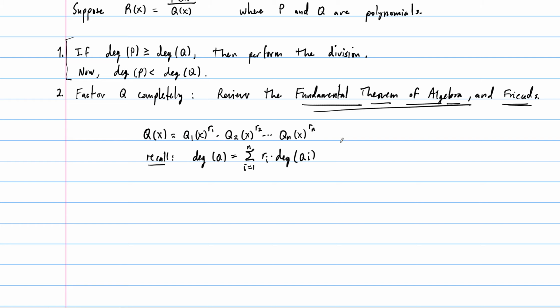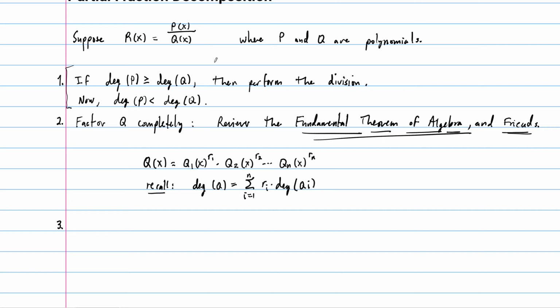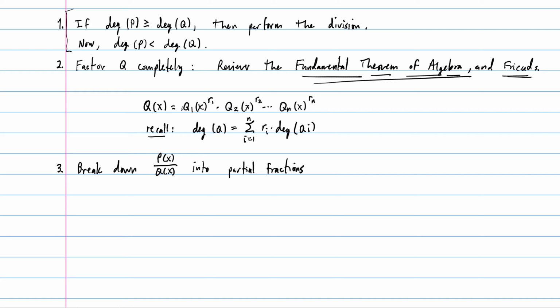But the point here is that we can factor this polynomial q, and then step three is to break down our initial fraction, our rational function, into partial fractions. So we now need to break down this fraction, p of x over q of x, into partial fractions. They're not really like factors, but they correspond to the factors of q.